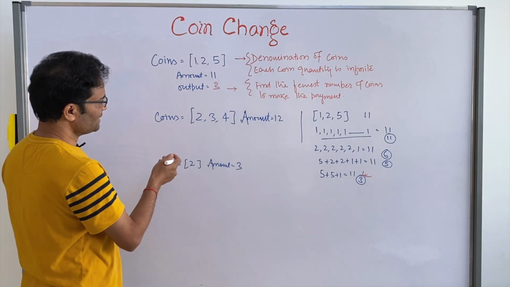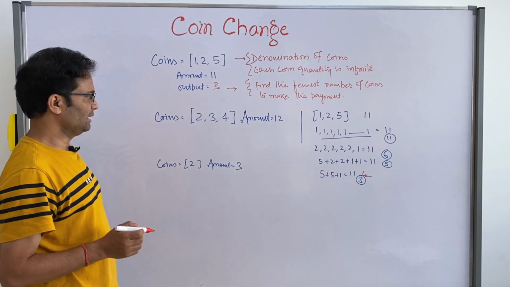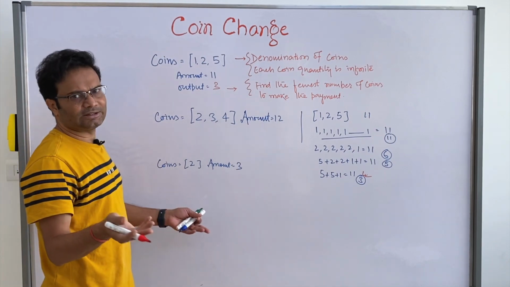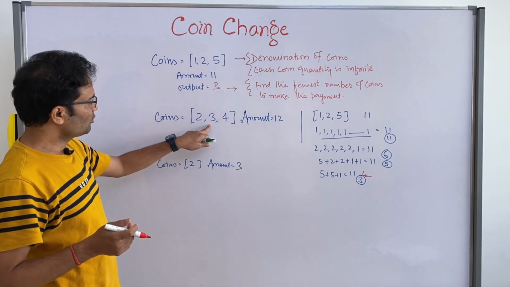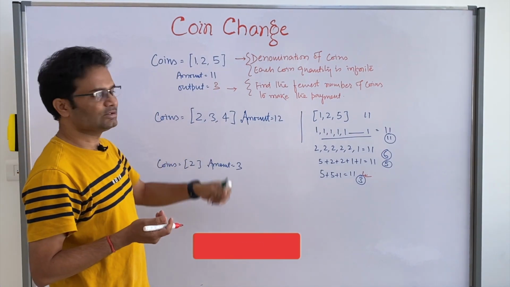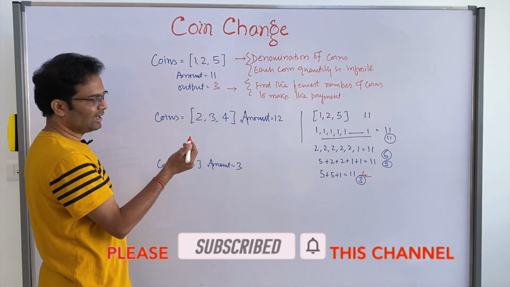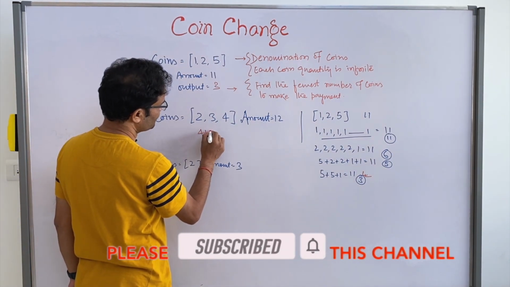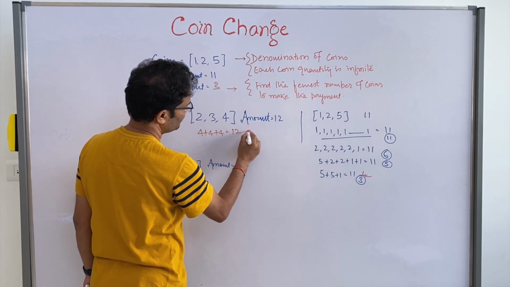Take another example. Suppose you have 2, 3, 4, and you want to make the amount 12. You have many options. Either you can use 6 coins of 2, or 4 coins of 3, or 3 coins of 4, or you can take multiple coins. Here the answer might be very easy: 4 plus 4 plus 4, and the answer is 12, and you use 3 coins, right?